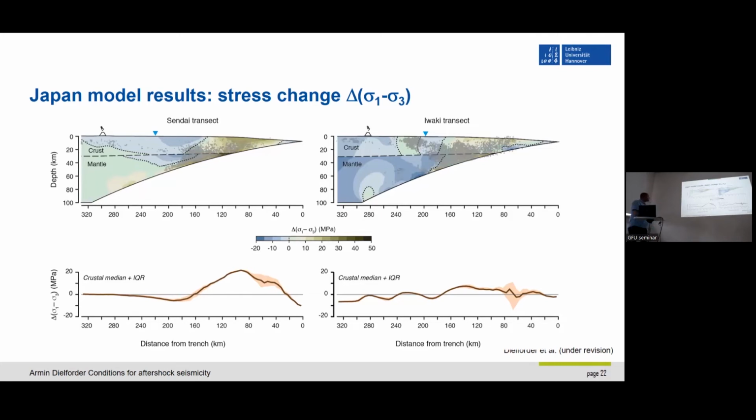If we plot on that the occurrence of aftershocks, then you can see that most of the aftershocks, all these gray dots here, occur within areas where the differential stress actually increases after the earthquake, which makes sense because stress increase is always favorable to destabilize rocks.